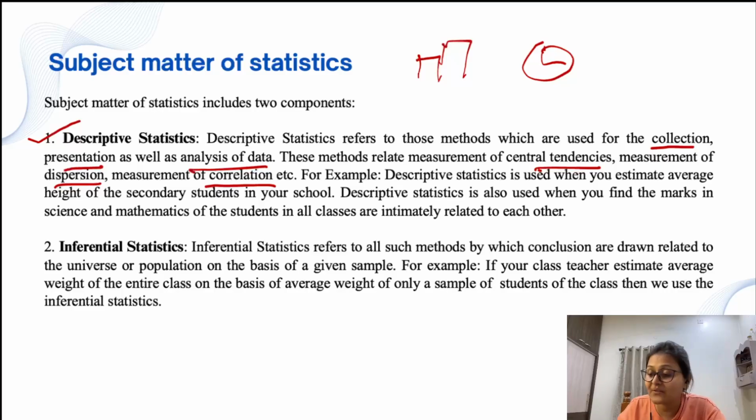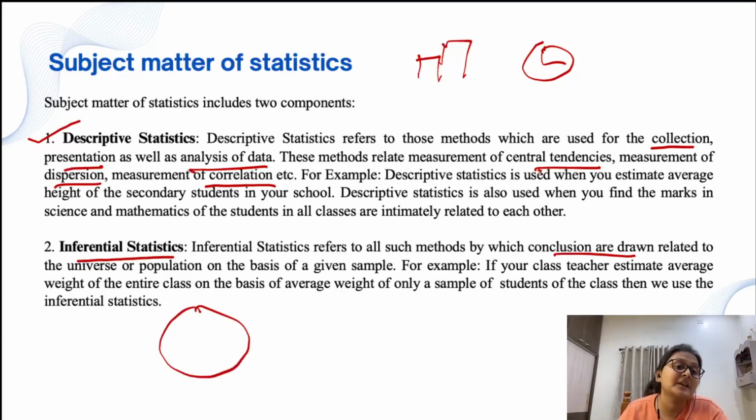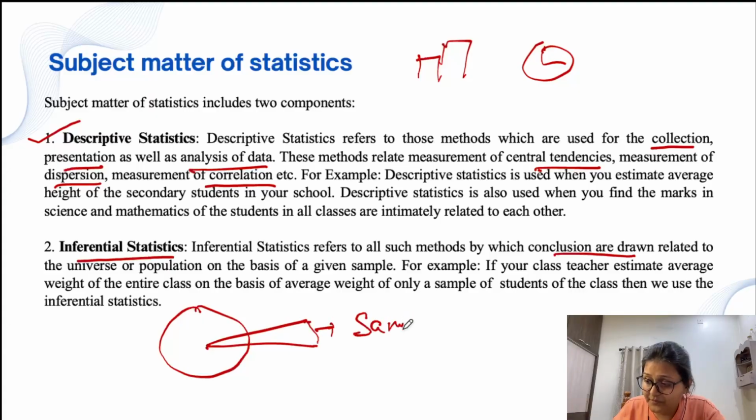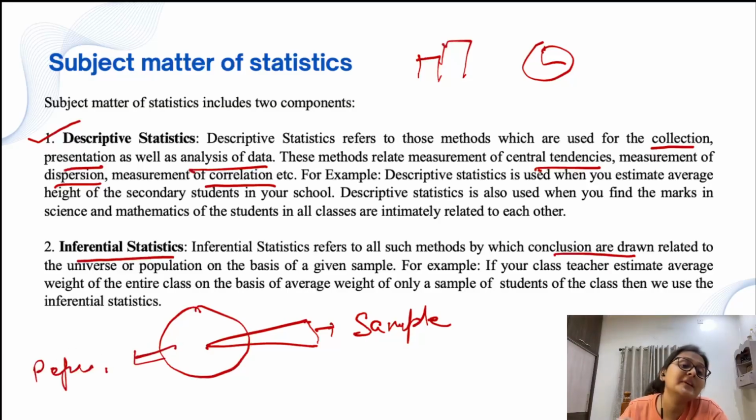Moving to the next, we have inferential statistics: drawing inferences and conclusions. It refers to all such methods by which conclusions and inferences can be drawn related to a particular population on the basis of the data or sample which is being drawn. So here this is the population, and from the population a sample will be derived, and what conclusions can be drawn regarding that population, that is known as inferential statistics.